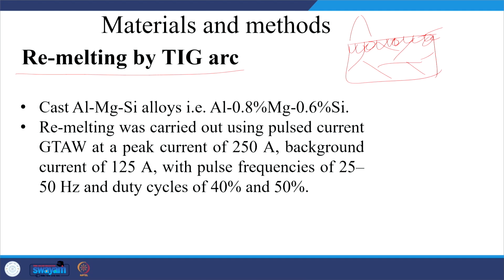So, we take cast aluminum silicon alloys like, say, aluminum with 0.8% magnesium and 0.6% silicon. The remelting was carried out using pulsed GTAW with a peak current of 250 ampere and a background current of 125 ampere, using a pulse frequency of 25 to 50 hertz at a duty cycle of 40 and 50, and the voltage was about 12 volt.